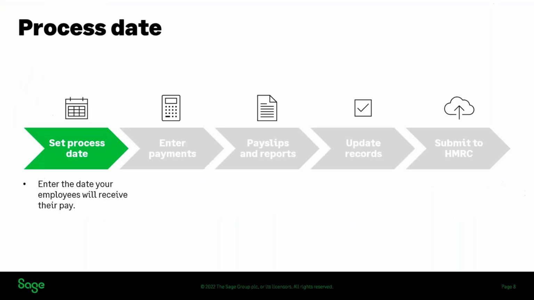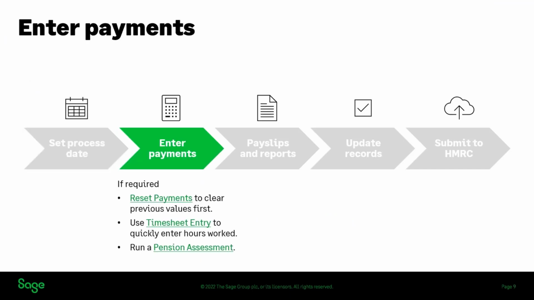So let's just recap where we are up to in the pay run. We set our process date, the date the employees will receive their pay. We've entered the payments, but if required, we could reset the payments first. We could use timesheet entry to quickly enter hours worked. And if you're using our pensions module, you'd run your pension assessment next, and that will deal with anyone that needs to be enrolled. It also gives you the opportunity to deal with opt-in and opt-out requests.